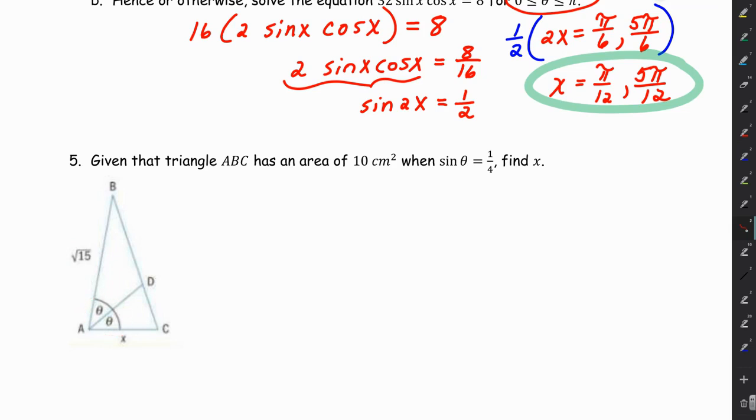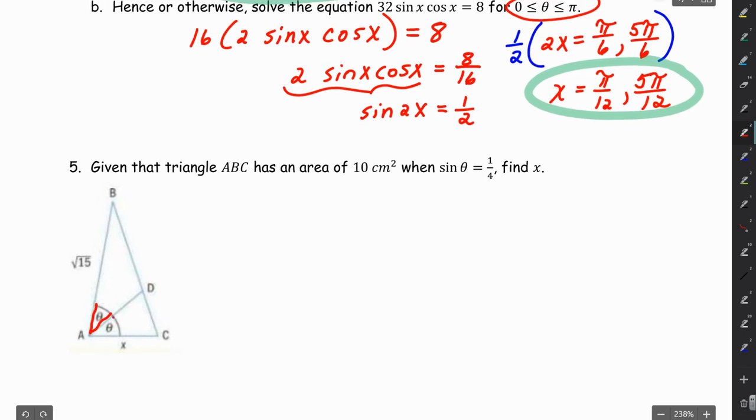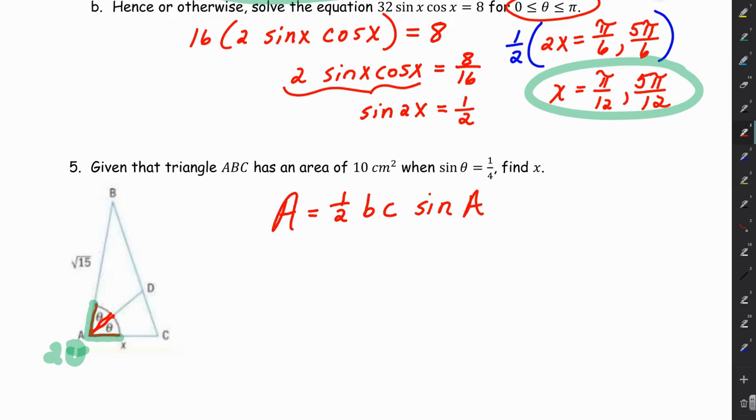Now let's just mark up this diagram just a little bit. We have this part is theta, and this part is theta. So that whole angle right here, this whole thing is 2 theta. All right. So let's write out the formula for the area of a triangle. So across from angle B is side B, across from angle C is side C, and of course this is angle A right here. So let's fill in what we have.